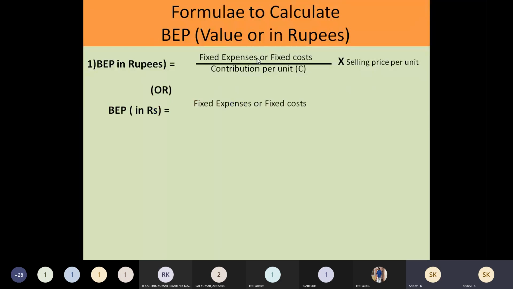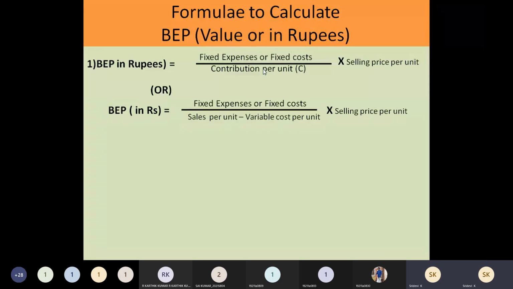So, you can use BEP in rupees is equal to fixed expenses divided by, replacing the contribution per unit formula, selling price per unit minus variable cost per unit, multiply it with selling price per unit. Okay. So if you remember the units formula, BEP in units, you multiply it with the selling price per unit. Or otherwise, you can directly take here BEP in units multiplied with selling price per unit.